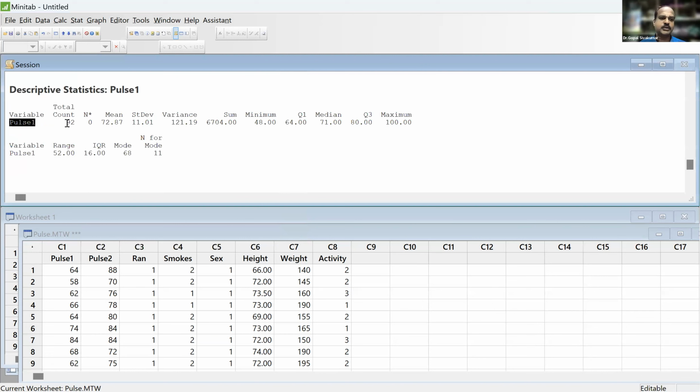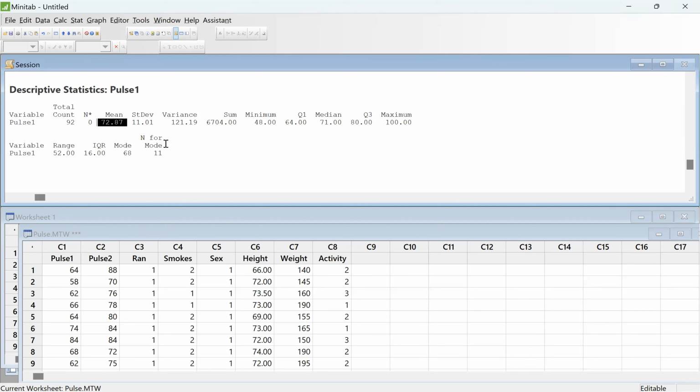What is the total N? Somebody asked, right? Number of readings. Count means number of occurrences. Sample is 92. 92 readings you have taken. None of the rows is missing or blank. Every row you have a data point, so sampling is done on all the 92 days. So what is the average pulse of that particular individual? 72.87. If this average is in the normal range, you should be happy, isn't it?